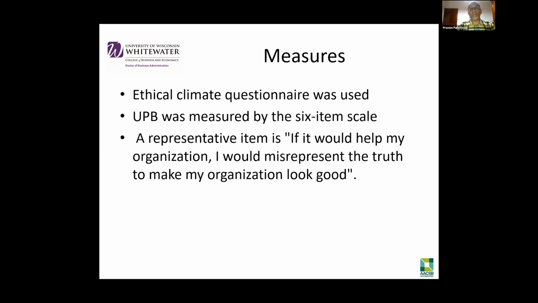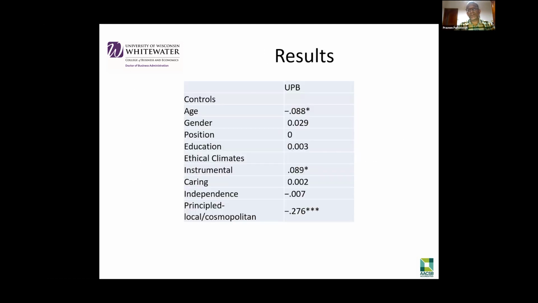And the measures we used were the ones accepted in the literature. We used the ethical climate questionnaire. The UBP was measured by a 6-item scale. One example was, "If it would help my organization, I would misrepresent the truth to make my organization look good." And so here are the results.